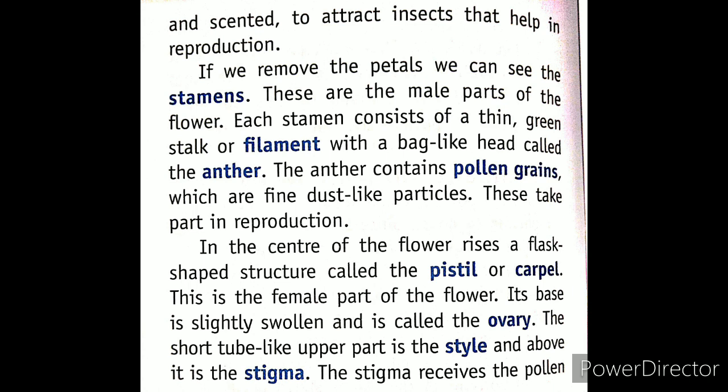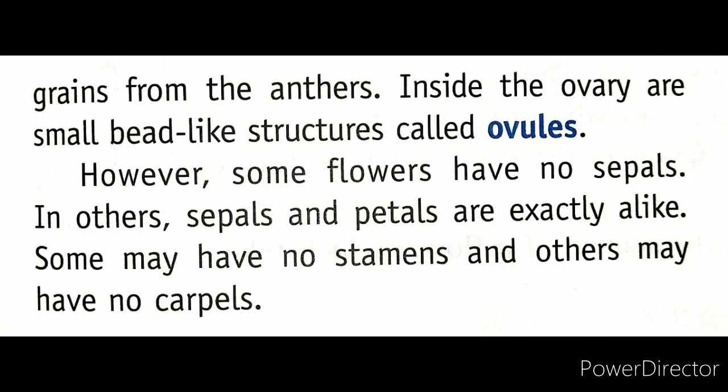In the center of the flower rises a flask-shaped structure called the pistil or carpel. This is the female part of the flower. Its base is slightly swollen and is called the ovary. The short tube-like upper part is the style, and above it is the stigma. The stigma receives pollen grains from the anthers. Inside the ovary are small bead-like structures called ovules. However, some flowers have no sepals. In others, sepals and petals are exactly alike. Some may have no stamens and others may have no carpels.